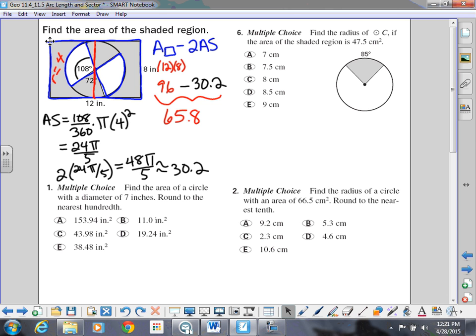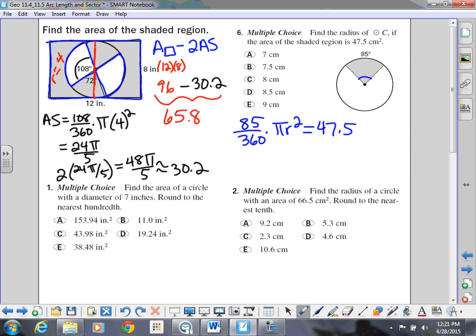All right, so this next one, number 6, we have to find the radius, and we're given the area of the sector. So remember, area of the sector is going to be the angle measure over 360, which is 85 over 360, times pi r squared. And that answer, they tell us, is 47.5.